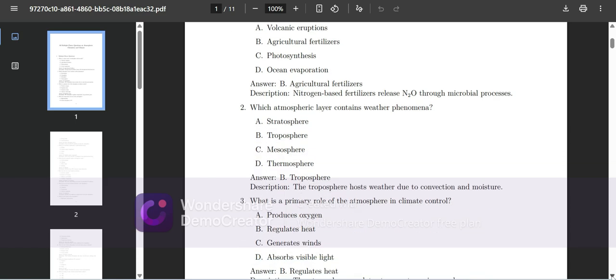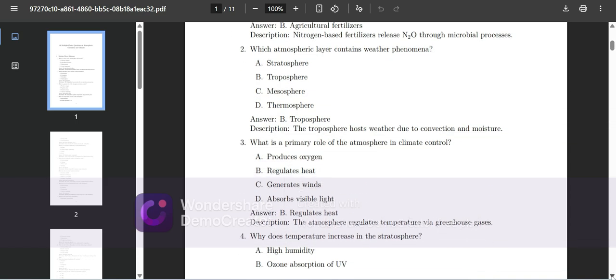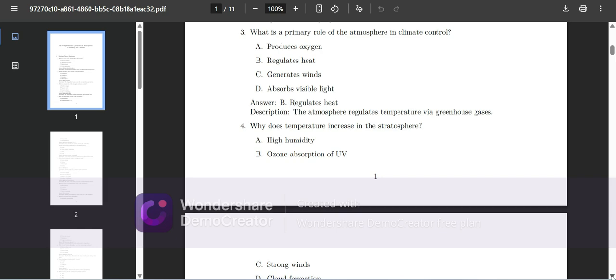Which atmospheric layer contains weather phenomena? Troposphere. The troposphere hosts weather due to convection and moisture.